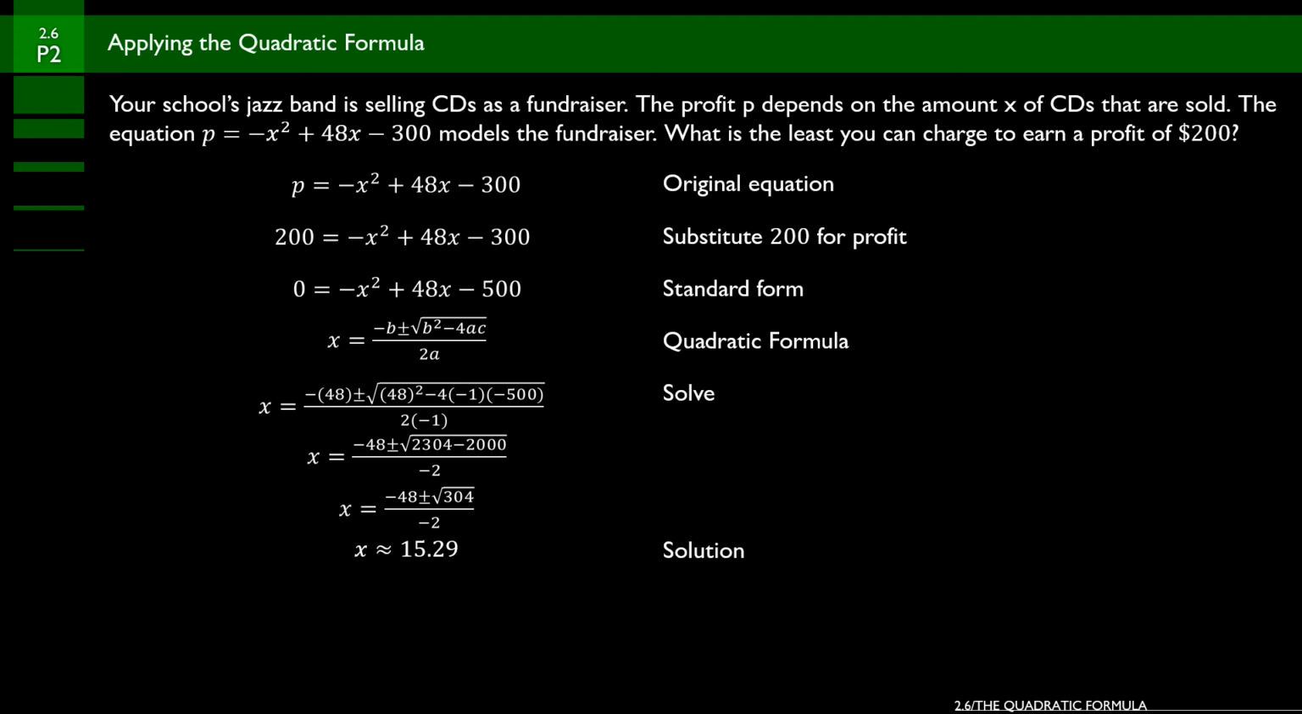So now plug this into your calculator. Negative 48 plus the square root of 304, and then divide that result by negative 2. Again, we don't need to do the negative part of the plus or minus because we're only looking for a positive answer. When we plug that into the calculator, we get approximately $15.29. So the least you can charge for each CD and still earn a profit of $200 is $15.29.